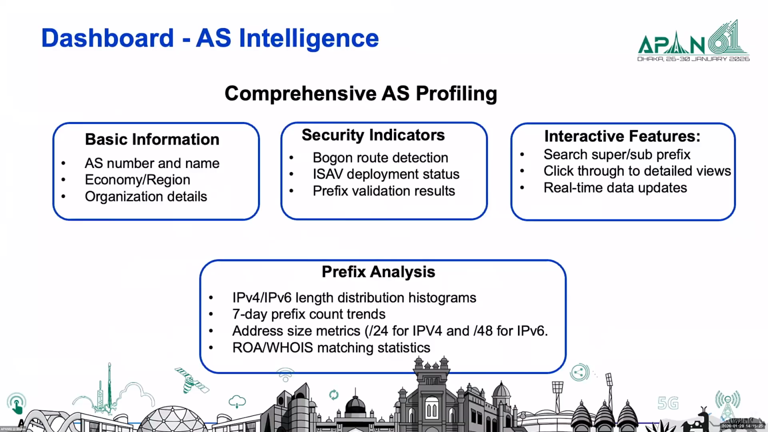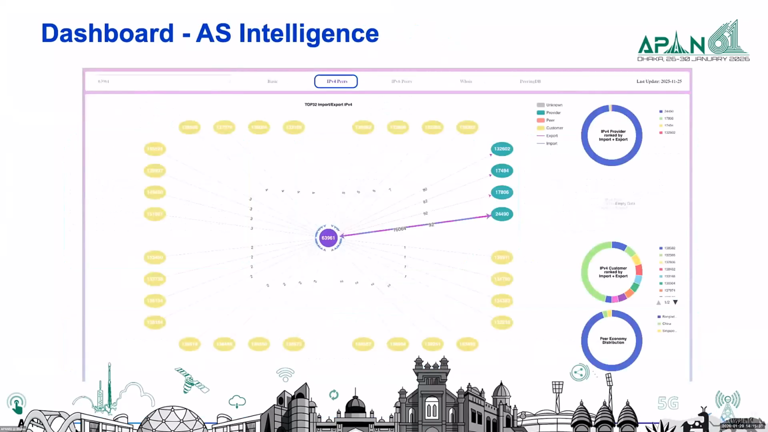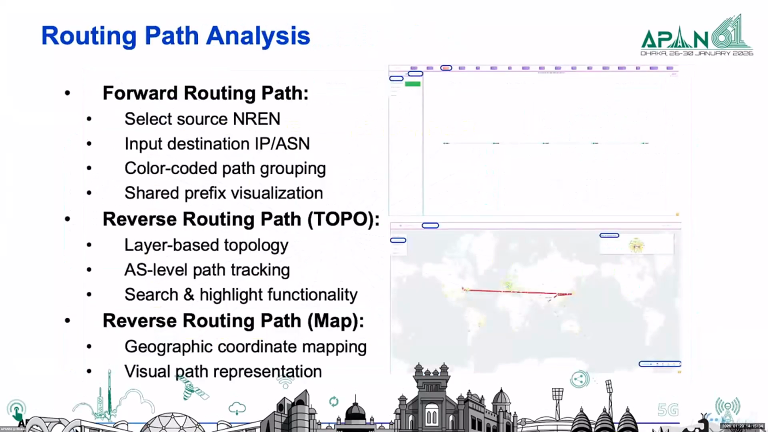This is what I actually mentioned. These are the information you will find in your dashboard. And another very interesting feature is routing path analysis. You can analyze your forward routing path, and also the reverse routing path, and also you will get the bidirectional routing path. For network engineers like us, this feature is very important for troubleshooting BGP issues in our regular work.